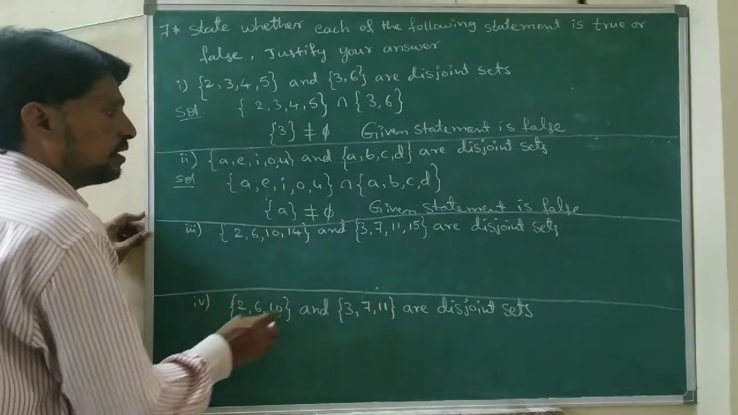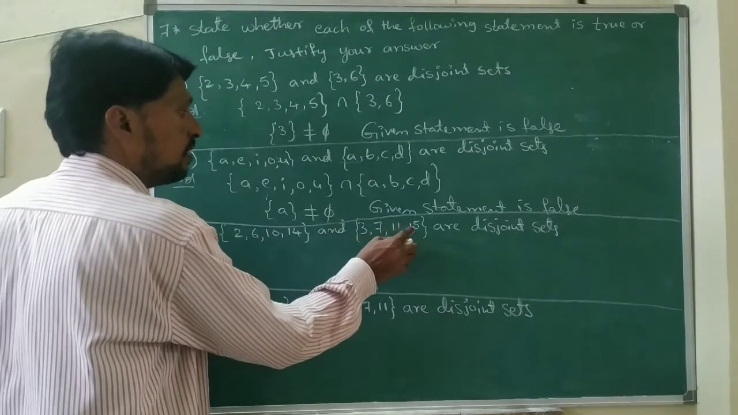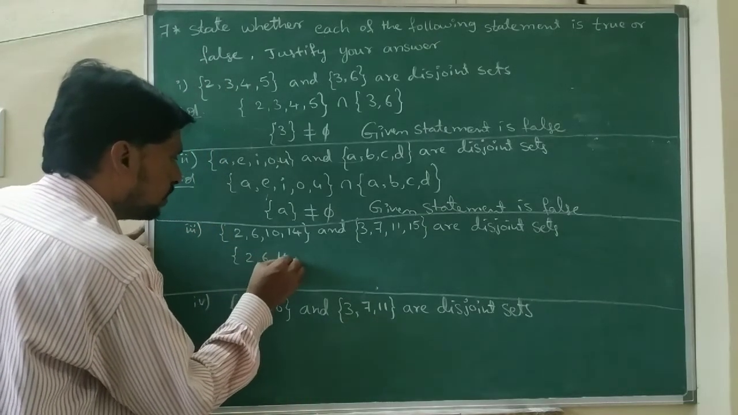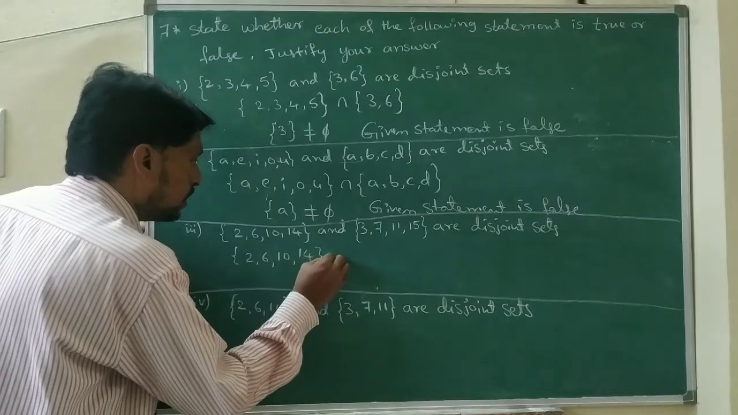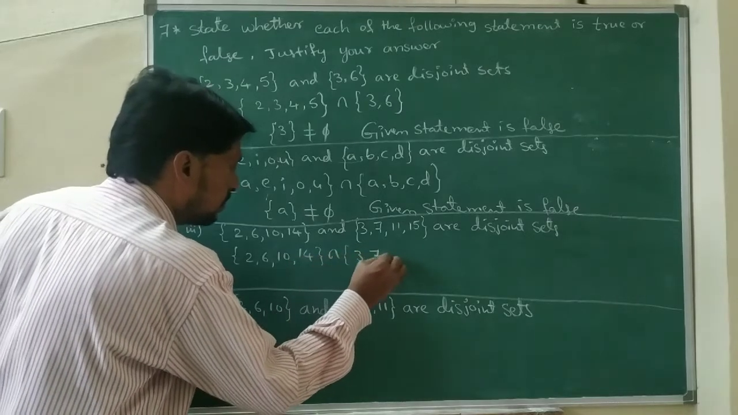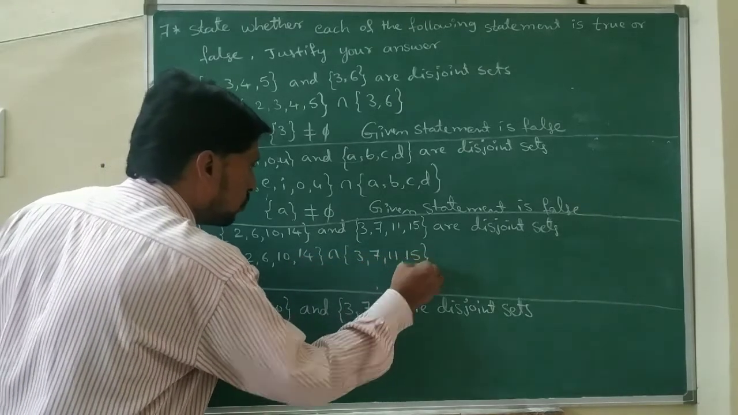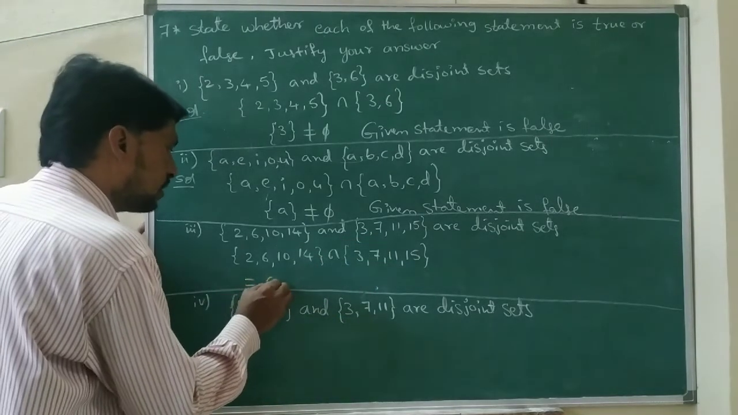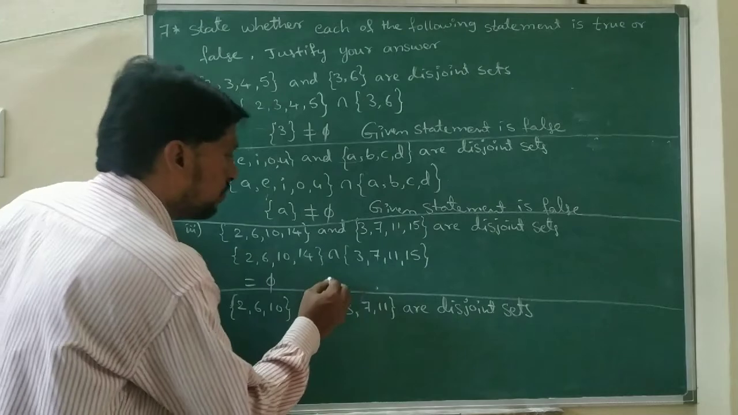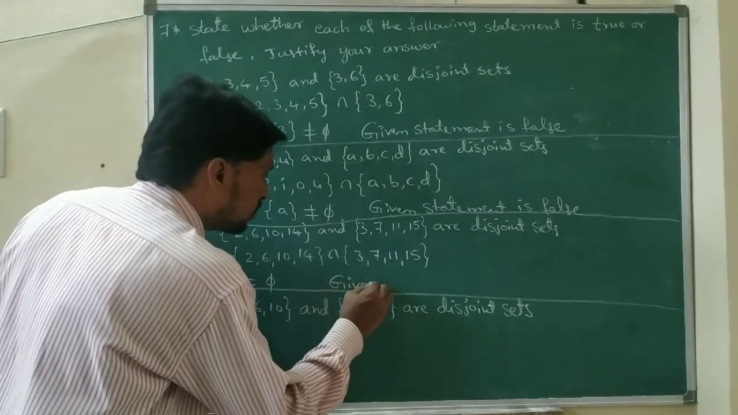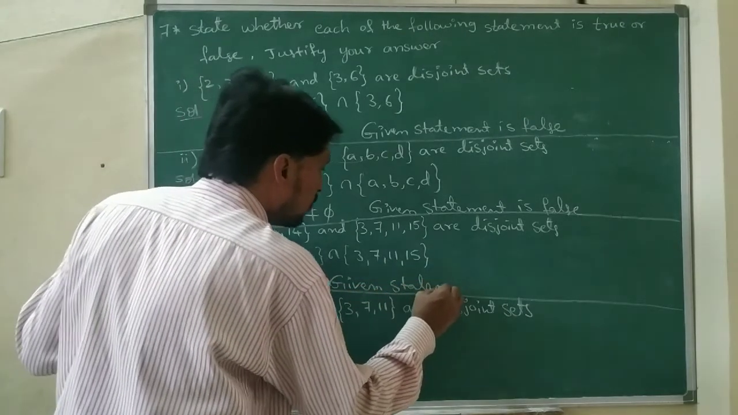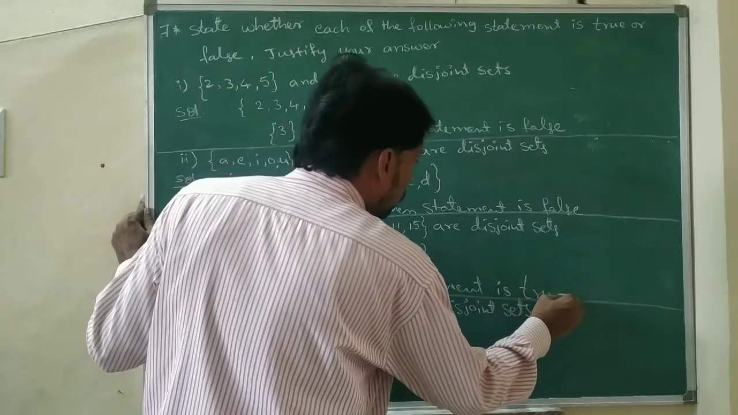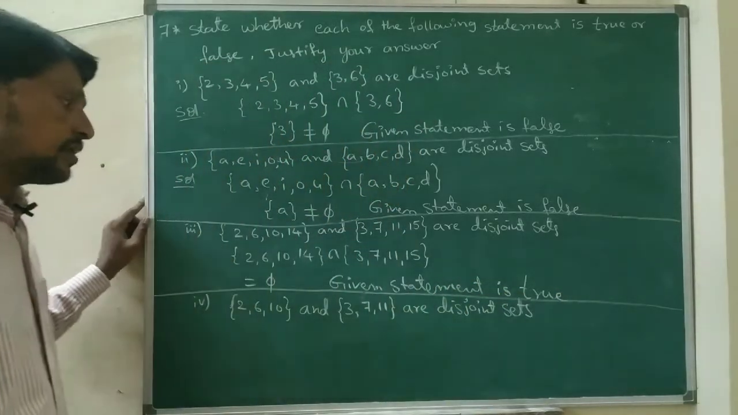2, 6, 10, 14 and 3, 7, 11, 15. So the given sets, I am writing: 2, 6, 10, 14 intersection 3, 7, 11, 15. So what is the common element in both sets? Nothing common, which means we are getting phi. So we are getting phi, which means the given statement is true. It is the true statement.